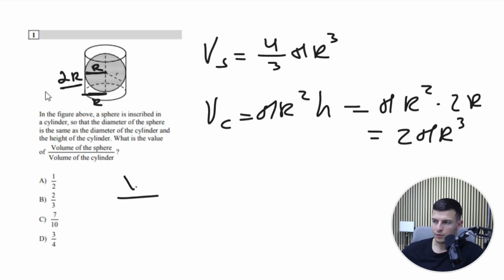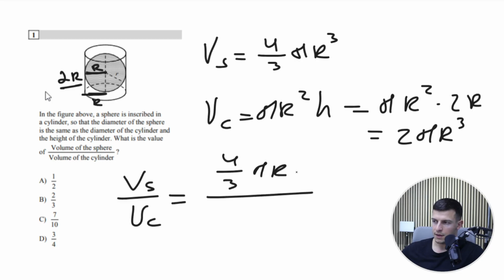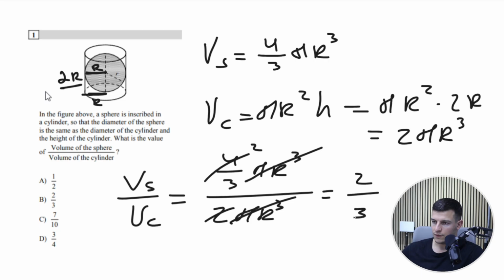Now we need to find what? The volume of the sphere over the volume of the cylinder. That's going to be 4 over 3 pi r cubed and 2 pi r cubed. So pi r cubed will cancel out. And 4 and 2 will cancel out. We're going to be left with 2 over 3. So the answer is going to be B.